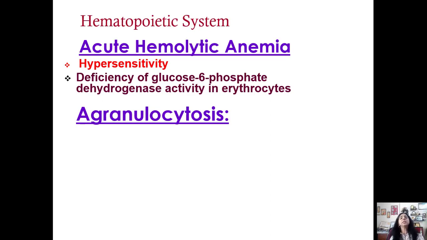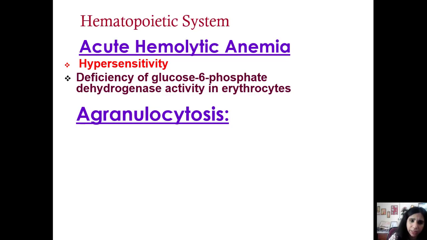So if this enzyme is deficient genetically in such individuals, any oxidant drug which is given is going to cause lysis of the RBC membrane and going to cause acute hemolytic anemia. So G6PD deficient individuals should not be given sulfonamides at all.